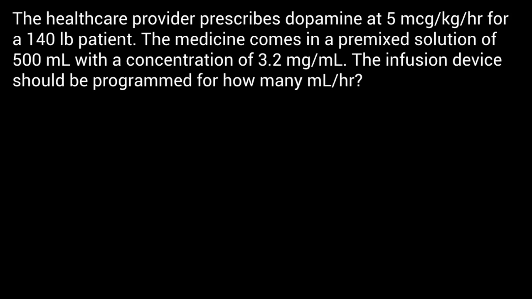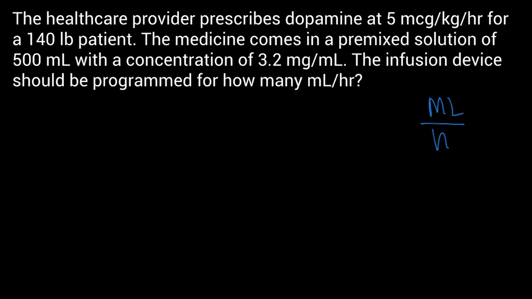Let's end with one that has lots of conversions. The healthcare provider prescribes dopamine at 5 micrograms per kilogram per hour for a 140-pound patient. The medicine comes in a pre-mixed solution of 500 milliliters with a concentration of 3.2 milligrams per milliliter. The infusion device should be programmed for how many milliliters per hour?